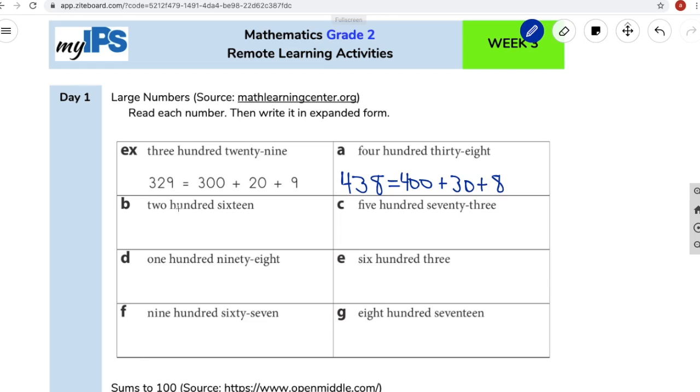We have 216. All right, let's write it in standard form. 216. Standard form is how we write it every day. And expanded form, which means we're expanding it, we're stretching it. It has zeros and plus signs, so we're going to write it how we say it. 200, so we just write 200 plus.